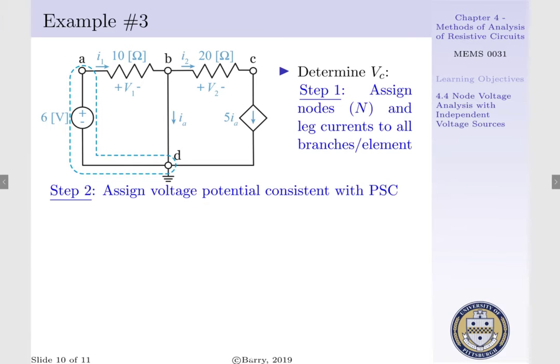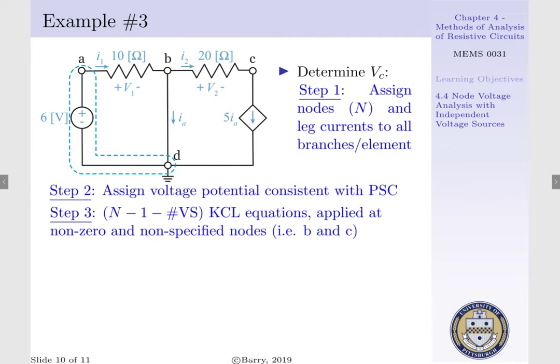Step 2 is to assign our voltage potentials consistent with our passive sign convention. V1 corresponds to your 10 ohm resistor, where its polarity is dictated by the directionality of I1, and V2 corresponds to your 20 ohm resistor, where its polarity is dictated by the directionality of I2. We put a dashed box around nodes A and D, which constrain our independent 6 volt source.